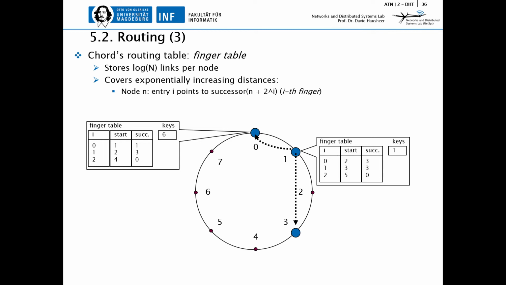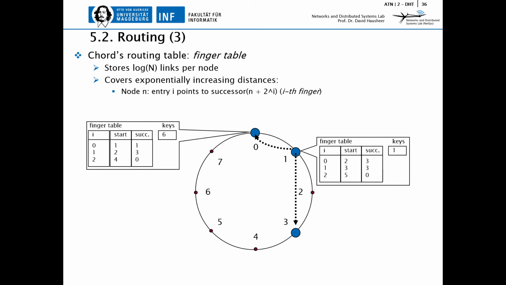Here we have the finger table of node 1, where equally we define the successors according to the function that is shown here. So we start with n plus 2 to the power of 0. n here is 1, and 2 to the power of 0 is also 1, so we start with 1 plus 1, that is 2, and the successor of 2 is 3. So we end up with a link to node 3.